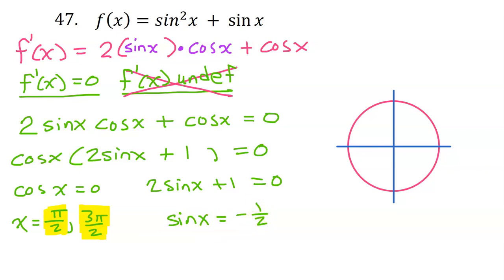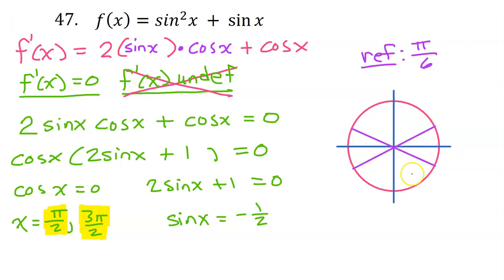I encourage you to think in terms of a reference angle. So ignore the negative sign for a second. Sine of what is 1/2? Hopefully you're jumping out of your seat going, pi over 6, we know this. But there are 4 angles that have a reference angle of pi over 6. There's one in every quadrant.